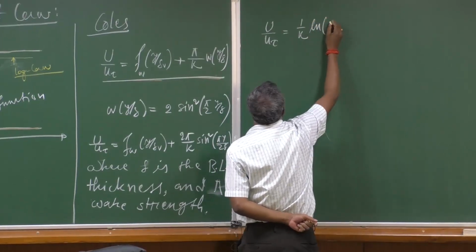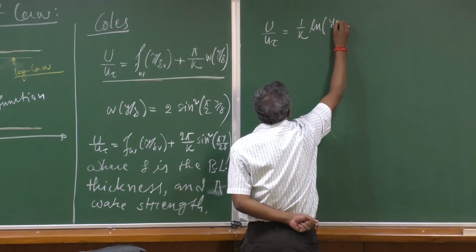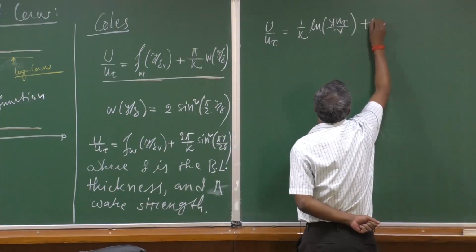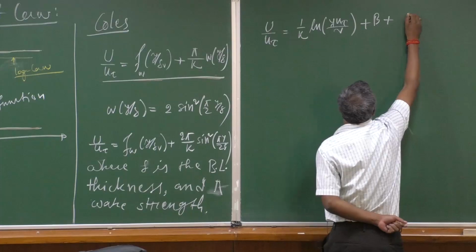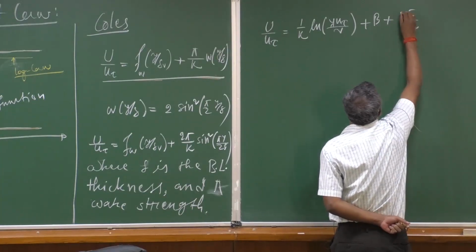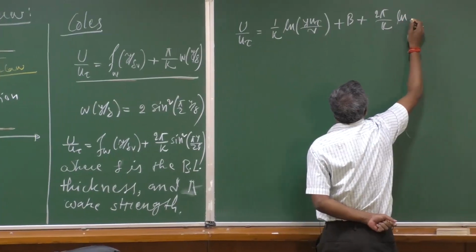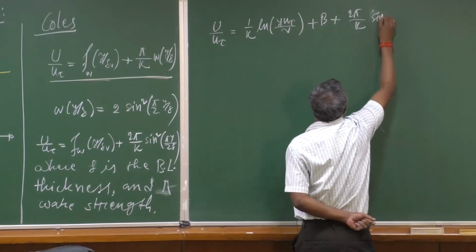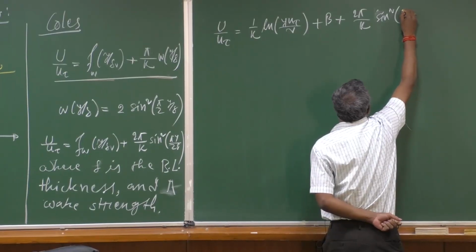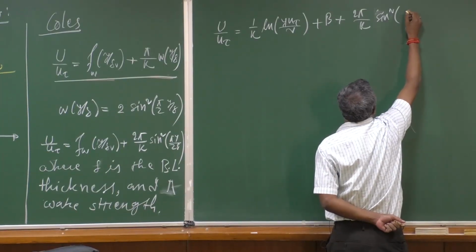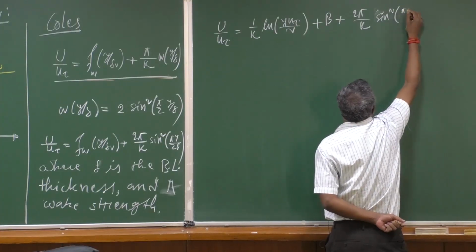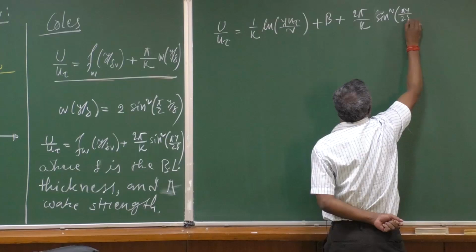ln y u tau by nu plus the constant b, plus pi by kappa, 2 sine square pi y by 2 delta. Okay.